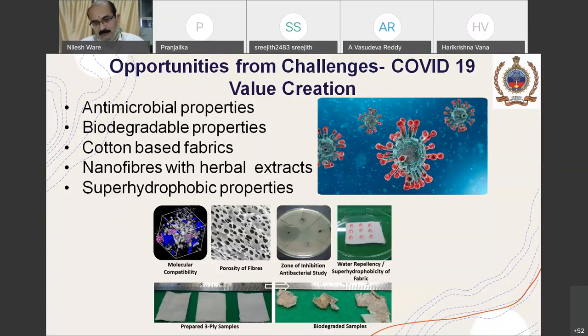So we thought, hey, we are creating a value, why not do some validation? For the previous fabric material, some American standards are to be followed. But now I'm developing that in the form of a 3-ply mask. So I'm into a challenge now. I'll have to do different testings.